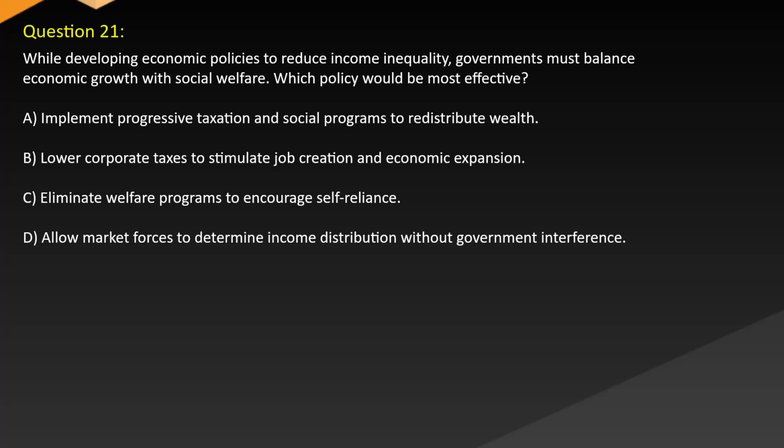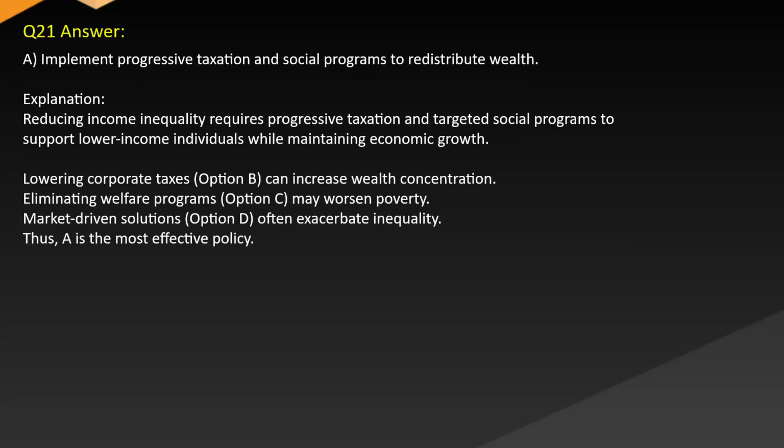C. Eliminate welfare programs to encourage self-reliance. D. Allow market forces to determine income distribution without government interference. Answer A. Implement progressive taxation and social programs to redistribute wealth. Explanation. Reducing income inequality requires progressive taxation and targeted social programs to support lower-income individuals while maintaining economic growth.